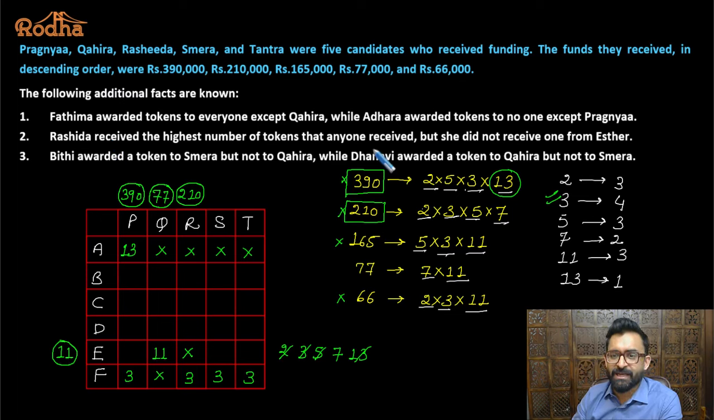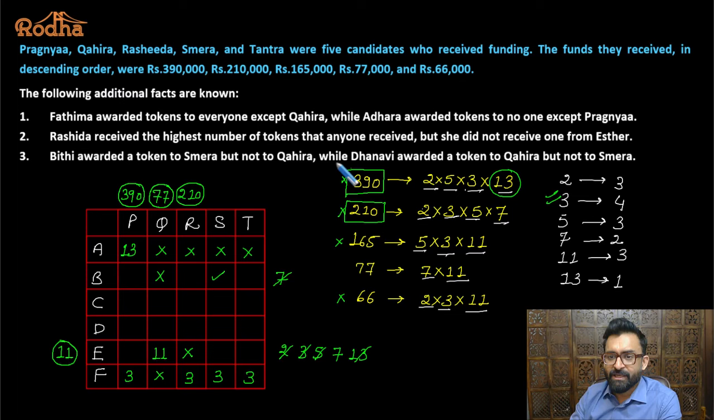Rashida received the highest number of tokens that anyone received, but she didn't receive any token from E. Bithi awarded a token to Samira, but not to Kahra. Fine. That means Bithi is not awarding any token which is going to make up 77. That means she is not awarding 7. Because 77 is the funding of Kyra, and if Bithi is awarding 7, she should award a token to Kyra, which is practically not possible in this case. So Bithi is not awarding 7. And she's awarding to Samira, so there can be a number which can be awarded to Samira. I have not figured out which number that is.